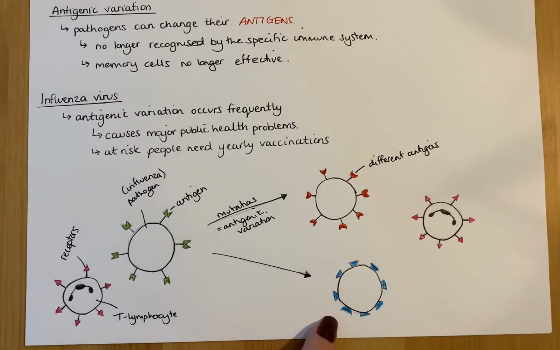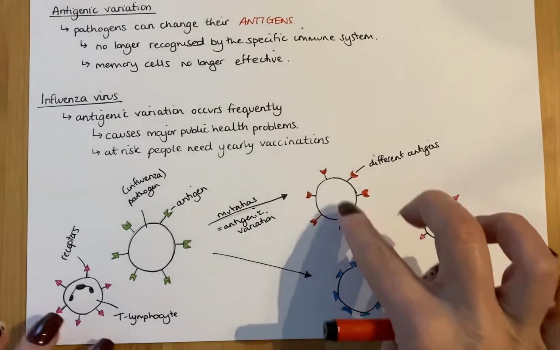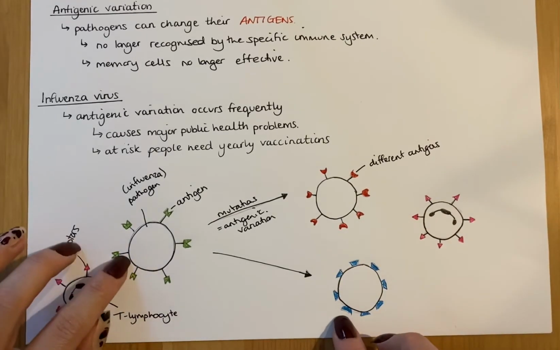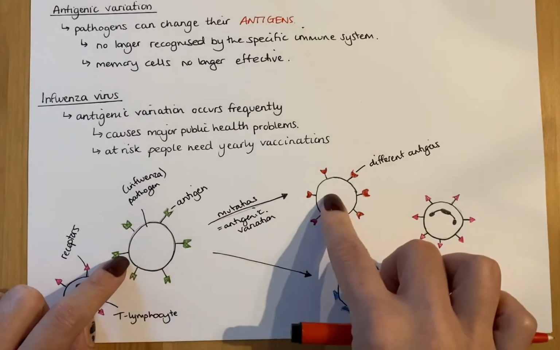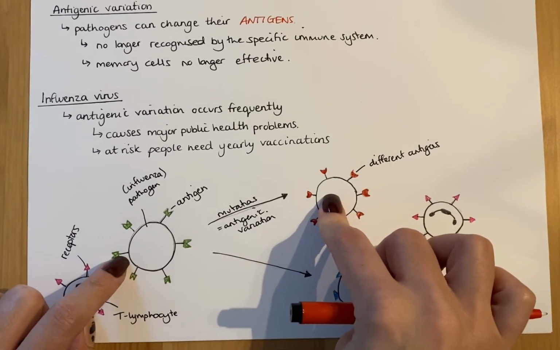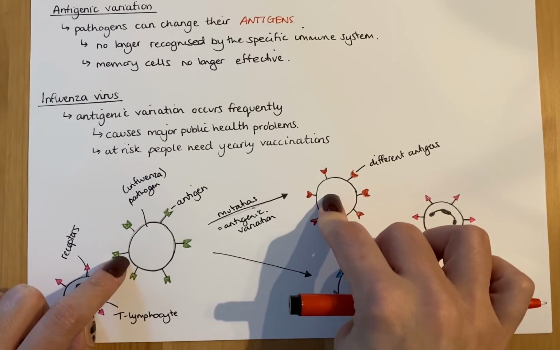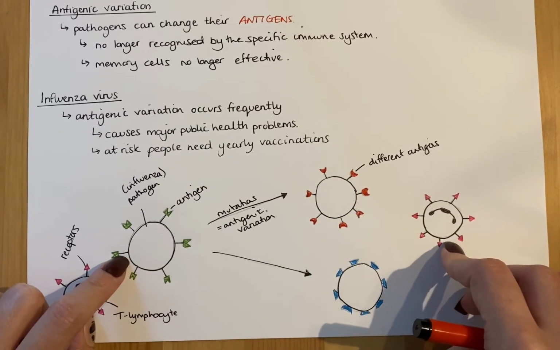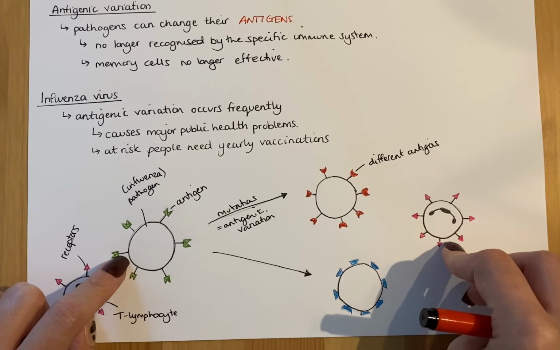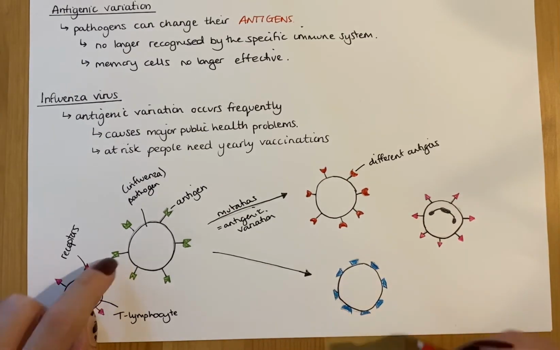Okay, and the same thing happens here. So these two different examples originated from this first influenza strain. Okay, but this one has changed its antigens and therefore has undergone antigenic variation and therefore has different antigens, and this T lymphocyte no longer can recognise it and no longer can destroy it. And it's the same with this one here. It's a different strain.